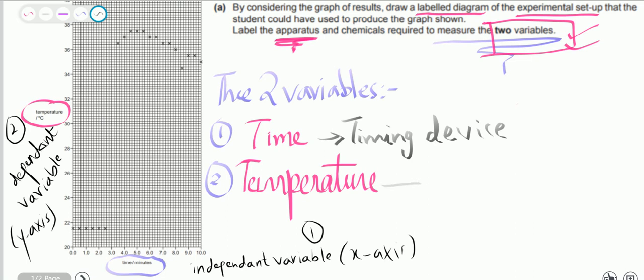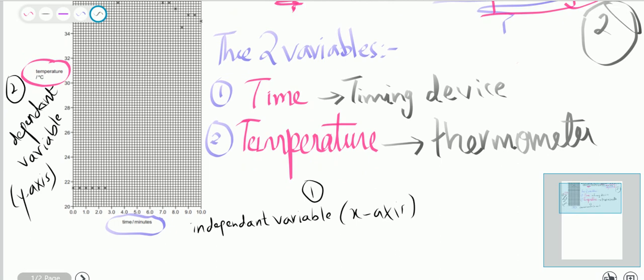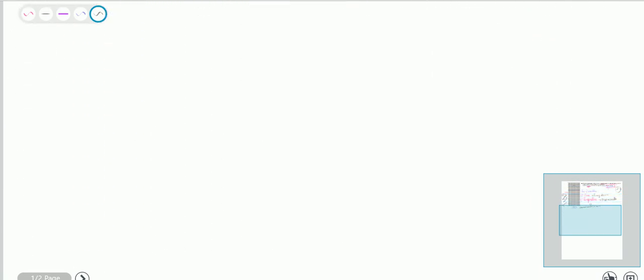And for temperature, obviously we're going to need a thermometer. So now we're done with this part. This part A is of 2 marks. We have figured out the 2 variables, and we have also figured out the apparatus that we're going to need. So now we're going to draw our labeled diagram.